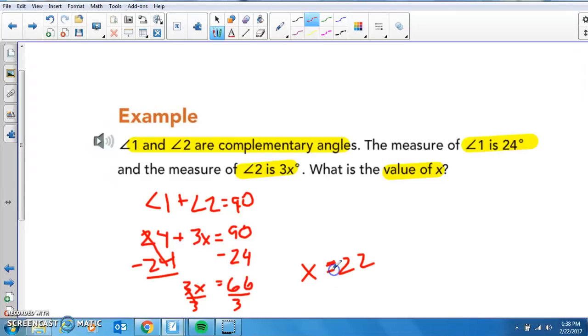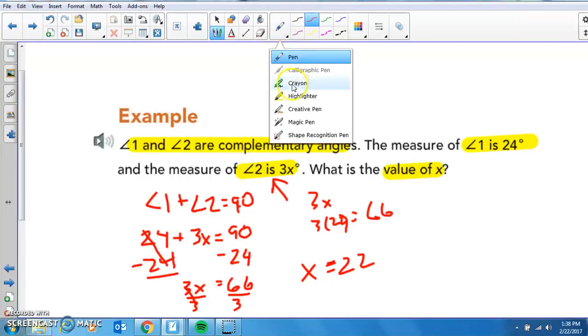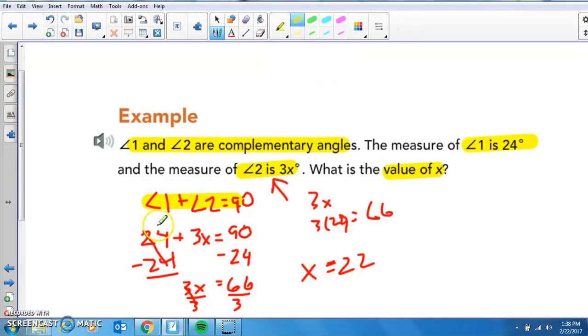So let me put another line there. So x equals 22. So it says, what is the value of x? x equals 22, but what if we want to know what the actual value of angle 2 is? All I would have to do is take my value of the angle of 3x, substitute 22, so 3 times 22 will give you what the actual angle is, which gives you 66 degrees. So again, if you will copy this one down into your notes.